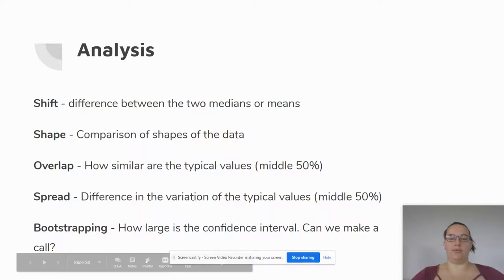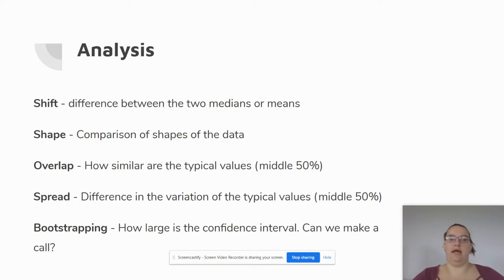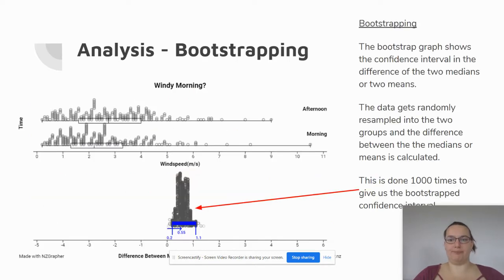So now we're going to look at bootstrapping. This is the deciding factor of an inference investigation as to, can you make the call? Can you say that one thing is happening more than the other, or one thing is faster than the other, or one thing is smaller than the other? So it is making that call, and we do that via this process called bootstrapping, and it's looking at how large the confidence interval is.